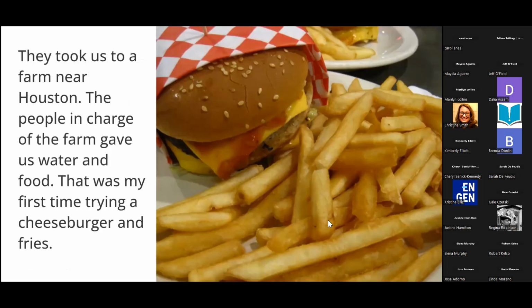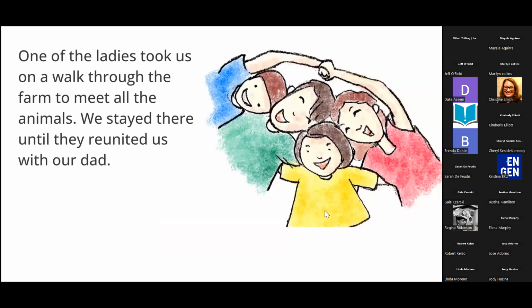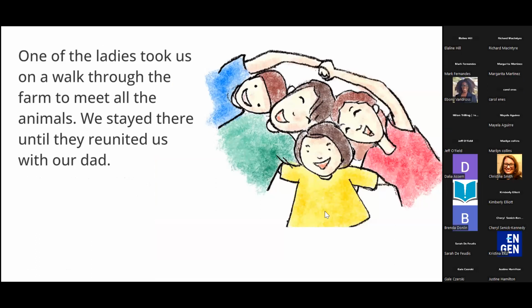They took us to a farm near Houston. The people in charge of the farm gave us water and food. That was my first time trying a cheeseburger and fries. One of the ladies took us on a walk through the farm to meet all the animals. We stayed there until they reunited us with our dad.